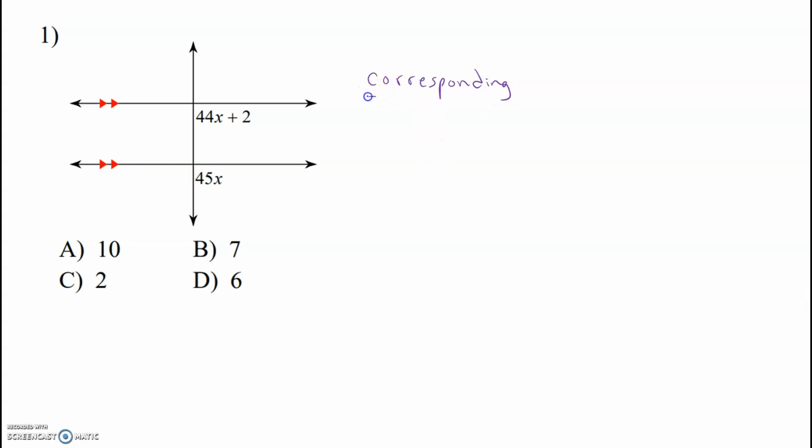And then you ask yourself what you know about corresponding angles. If lines are parallel, corresponding angles are equal. Set them equal. So those two angles have to be equal because they are corresponding. And then solve. Subtract 44x from both sides. So you got 2 equals x, and your answer is C. So that was corresponding. If lines are parallel, corresponding angles are equal.